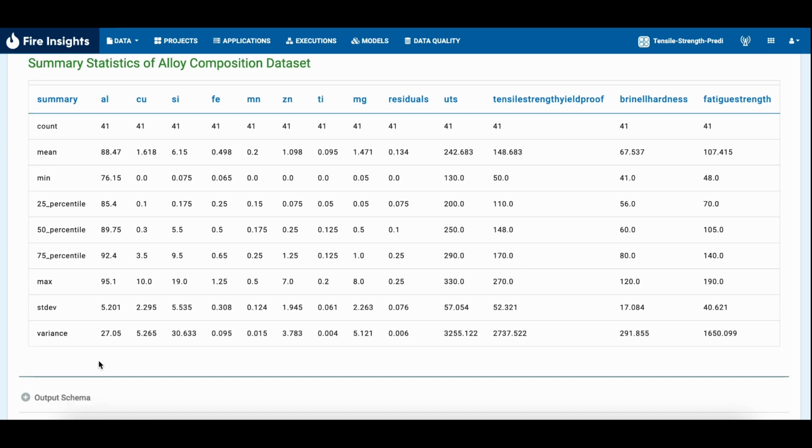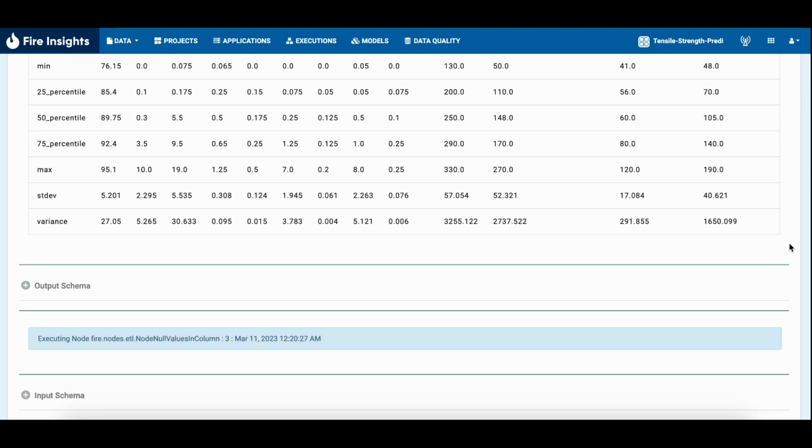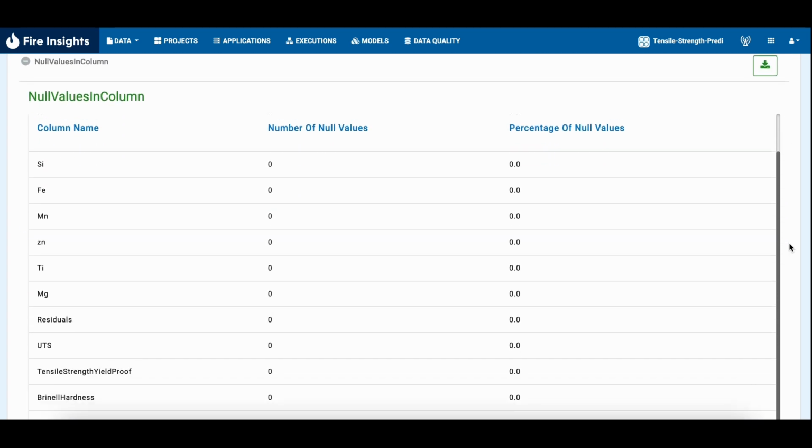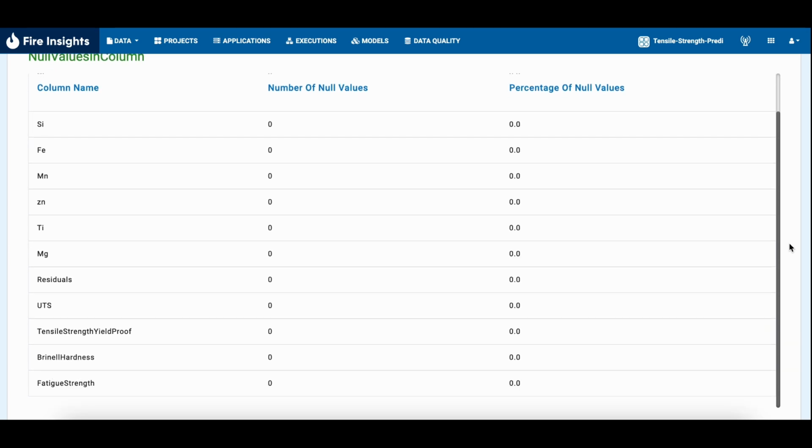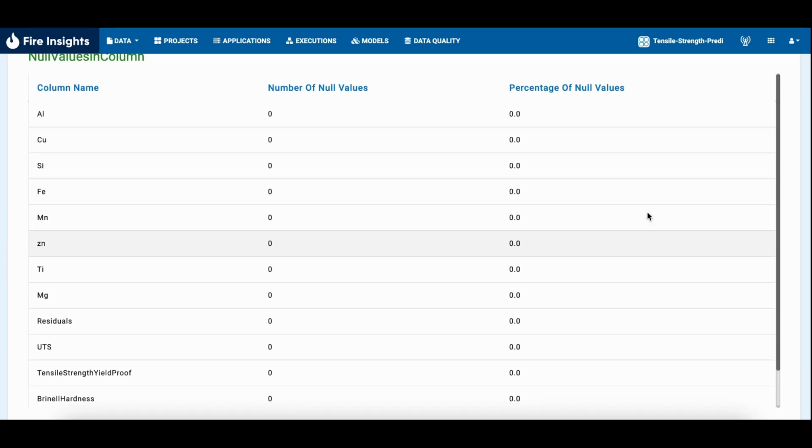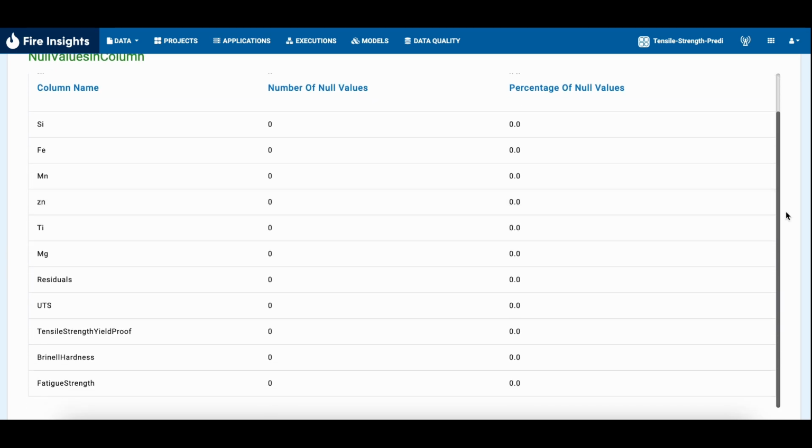Next, we can also take a look at our variance here at the bottom. We can see that both our aluminum and our silicon columns have a large amount of variance. We need to keep this in mind, and we will take a look at how this affects our fatigue strength later. Next, we have the null values in each column. As we can see from this chart, we have no null values in any of our columns.